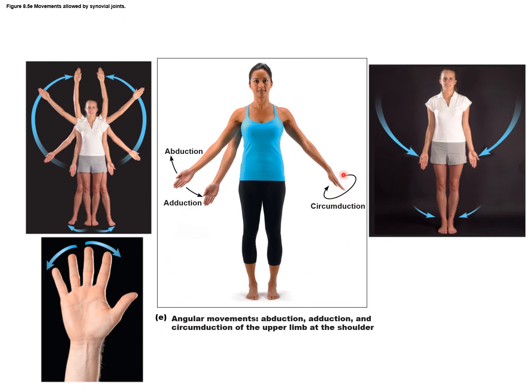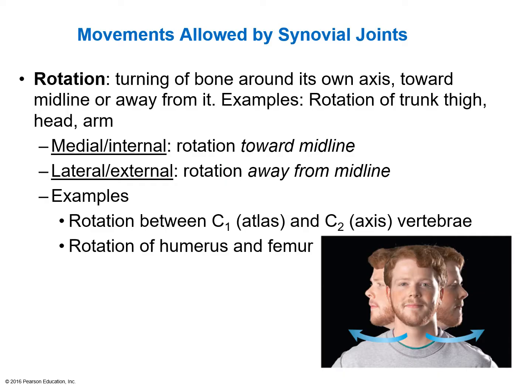Circumduction is a combination of movements, and we're able to do that here again at the shoulder joint. When you're doing this movement, you're actually rotating at the shoulder joint. Rotation is when a bone is turning around on its own axis, whether that be toward or away from the midline. You can have medial rotation and lateral rotation.